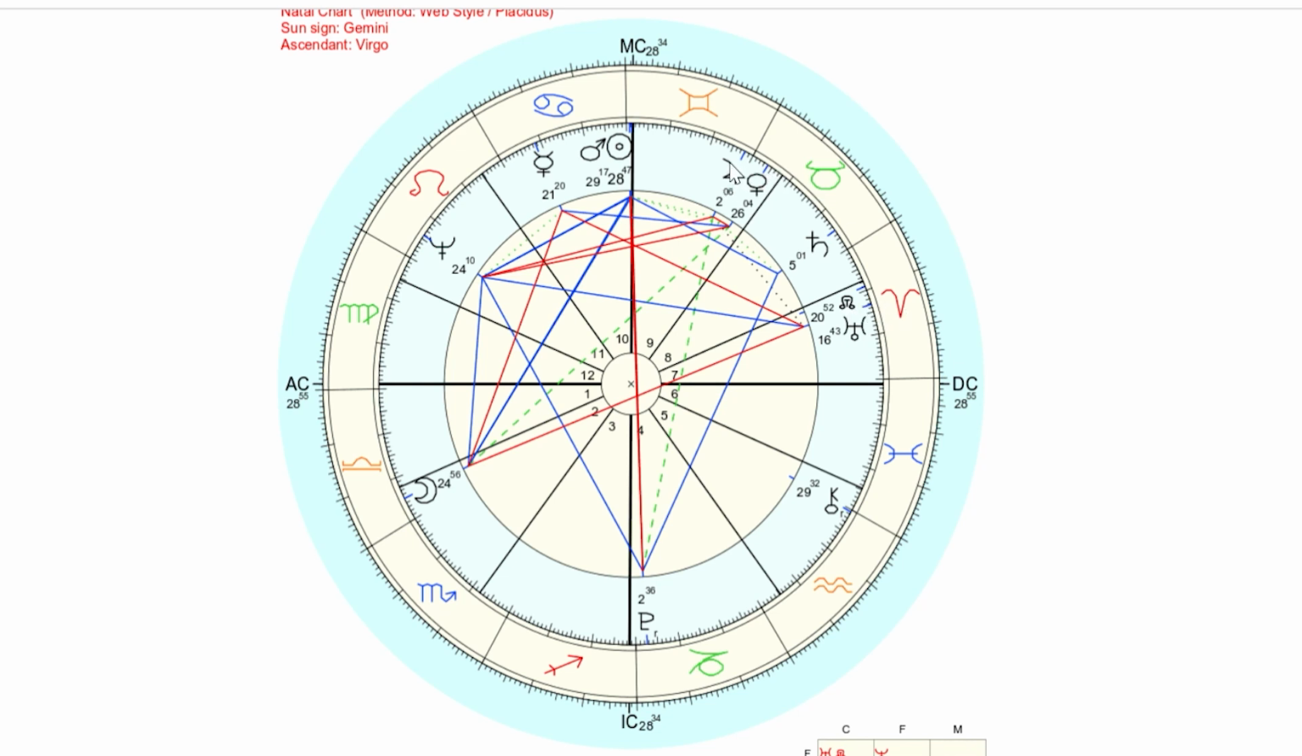Is there anything that I left out? No, that's pretty much spot on. The only thing was some of the aspects that you gave were based on the houses, and I'm not sure what his houses are. But yes, that's pretty much where we are.